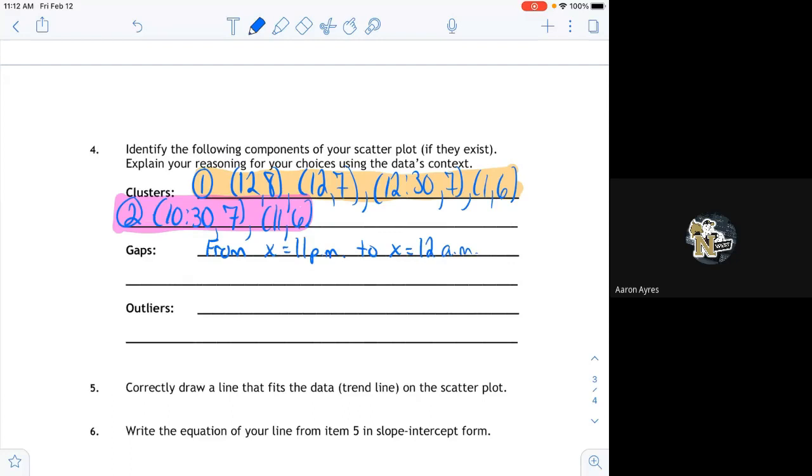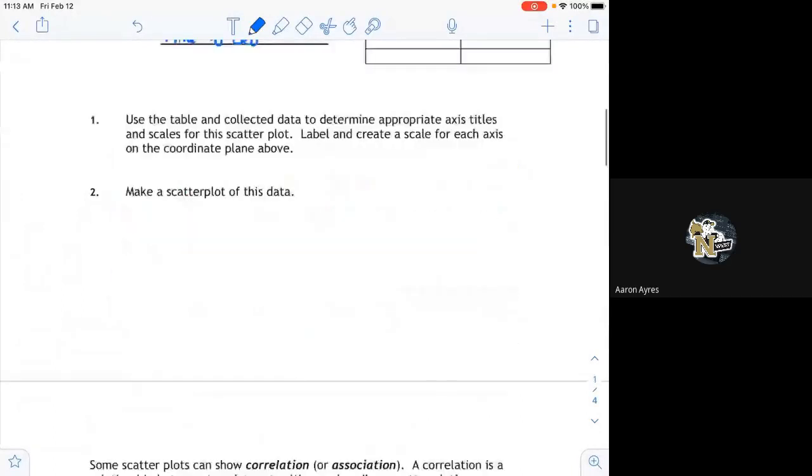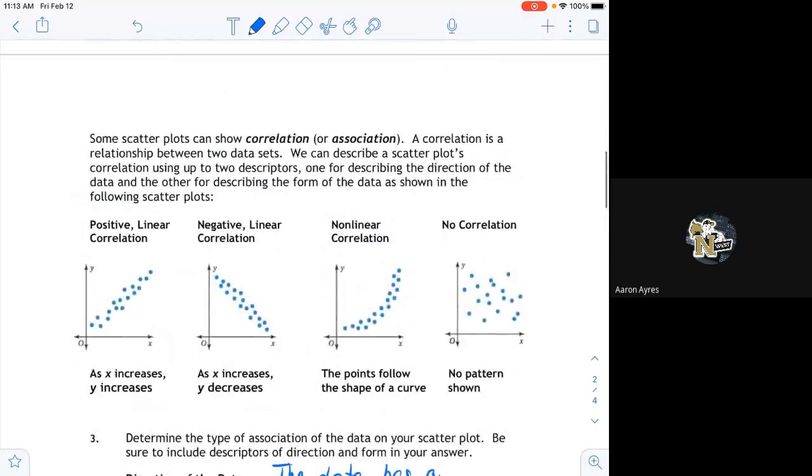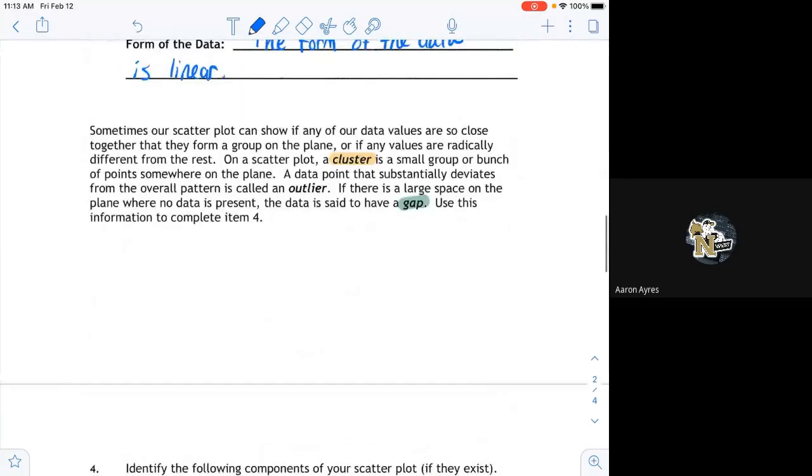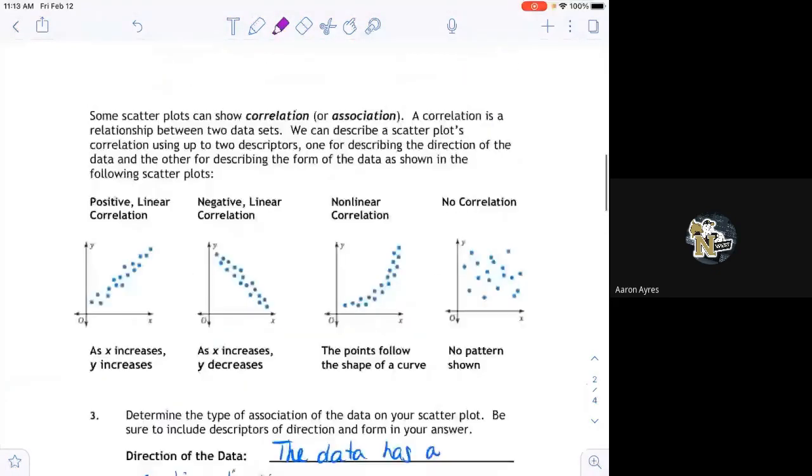And then finally, last but not least, I want you to look at your graph, talk with the group, see if you can determine any outliers here. Now, an outlier is a single point or data entry, data value, that doesn't fit the overall data pattern, okay? And it really needs to be pretty obvious.